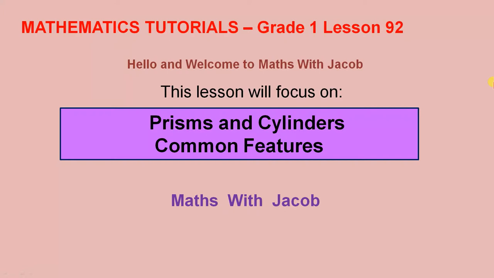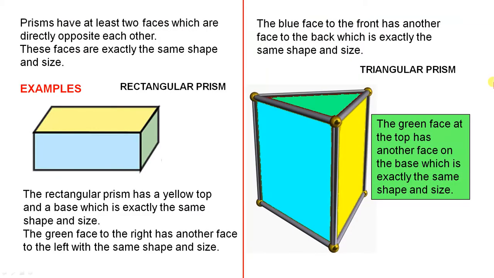This lesson will focus on prisms and cylinders, common features. Prisms have at least two faces which are directly opposite each other. These faces are exactly the same shape and size. So you can see that, for example, the top and the base down the bottom are the same.